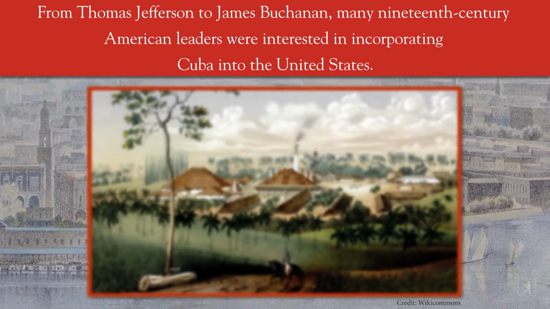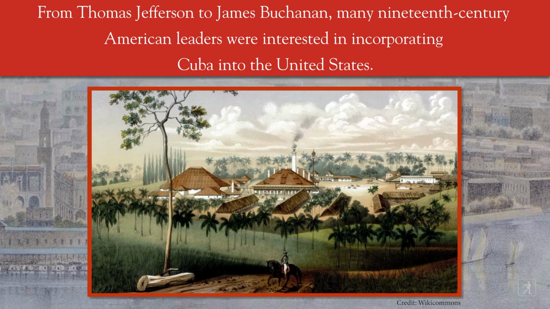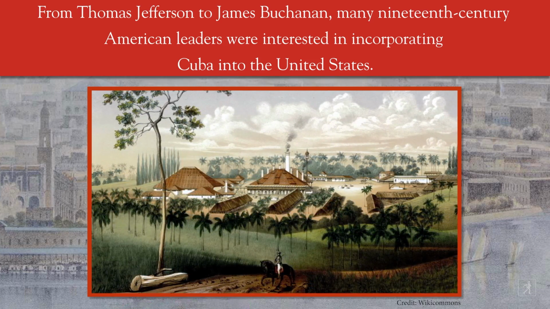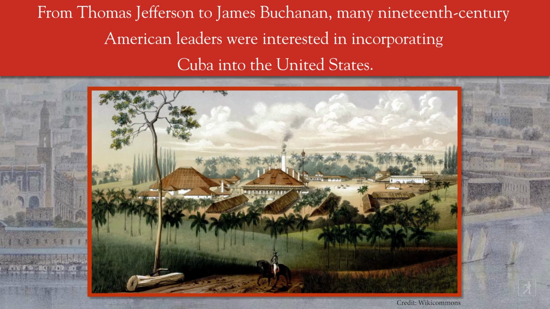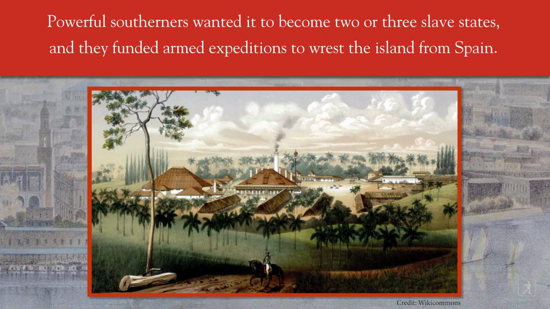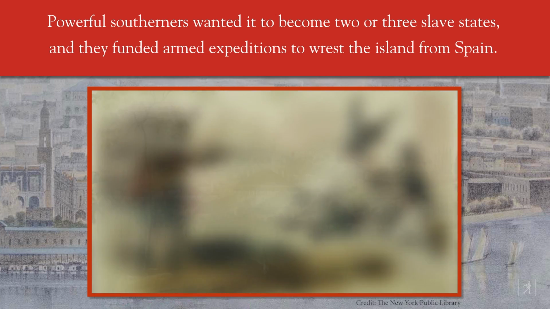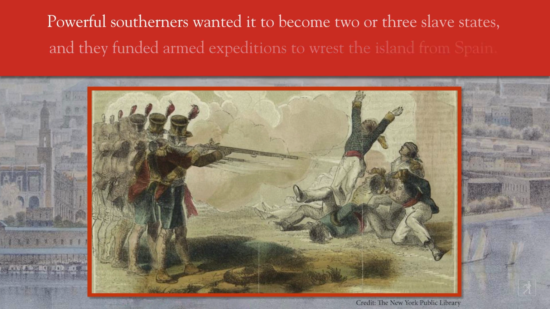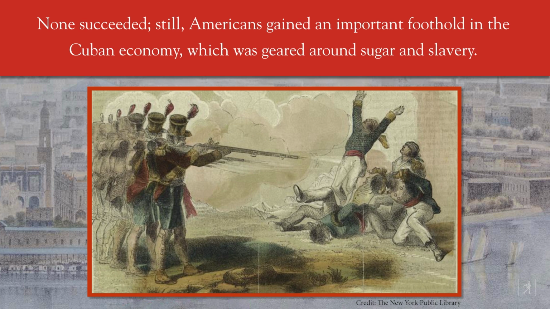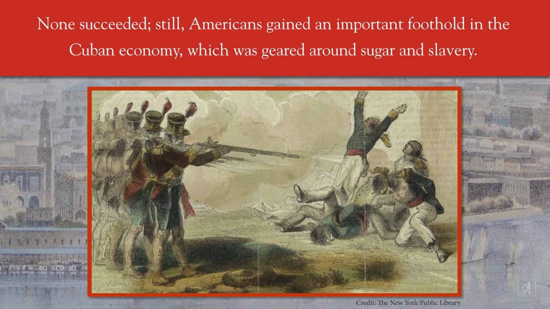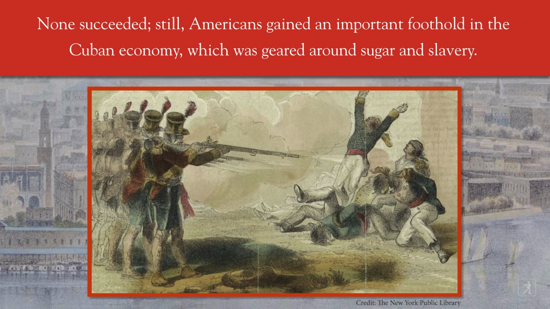From Thomas Jefferson to James Buchanan, many 19th century American leaders were interested in incorporating Cuba into the United States. Powerful Southerners wanted it to become 2 or 3 slave states, and they funded armed expeditions to wrest the island from Spain. None succeeded. Still, Americans gained an important foothold in the Cuban economy, which was geared around sugar and slavery.